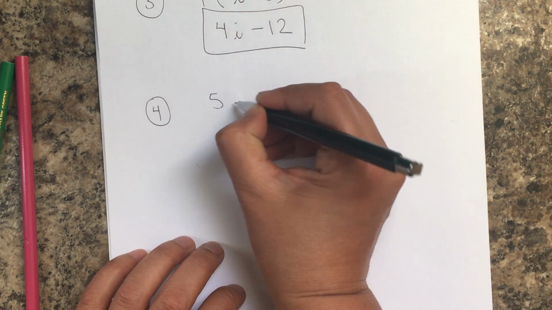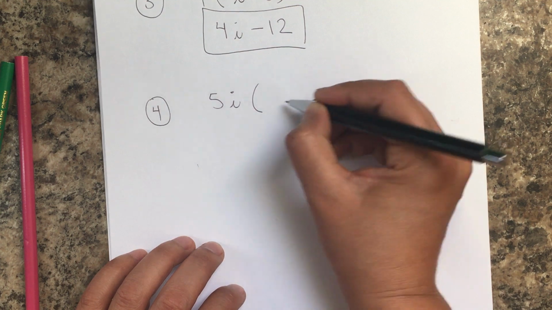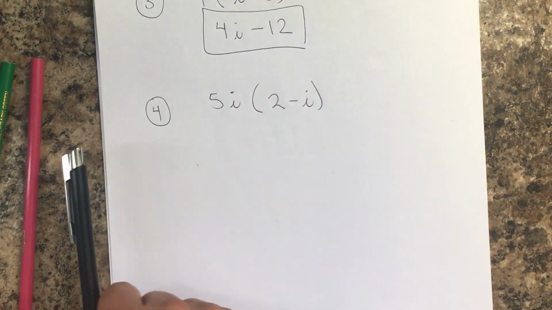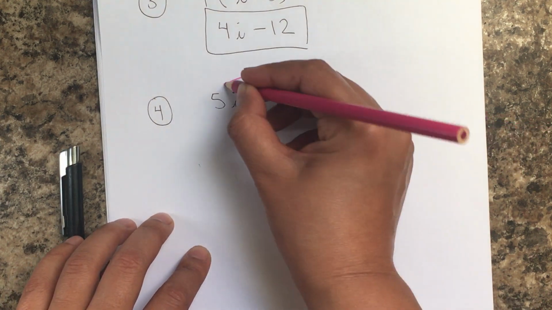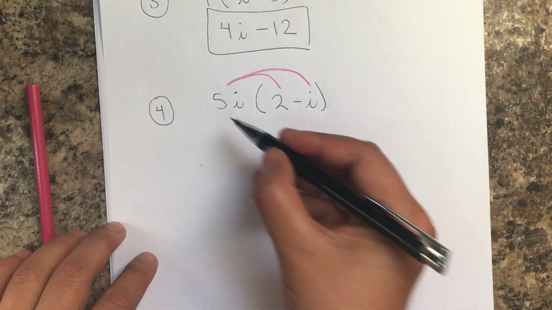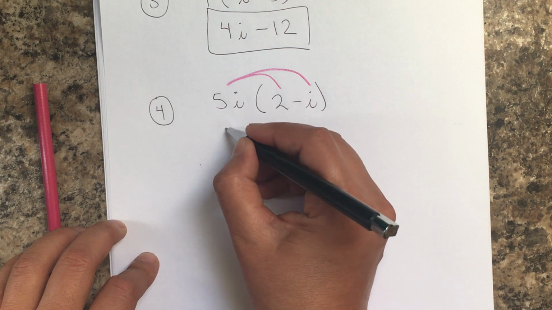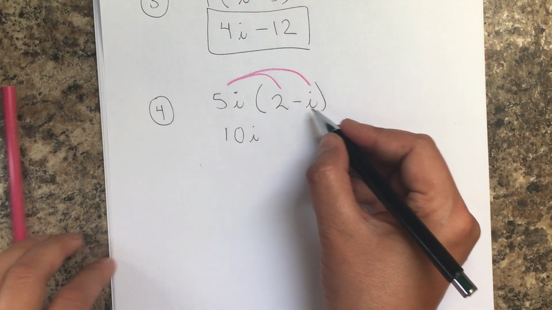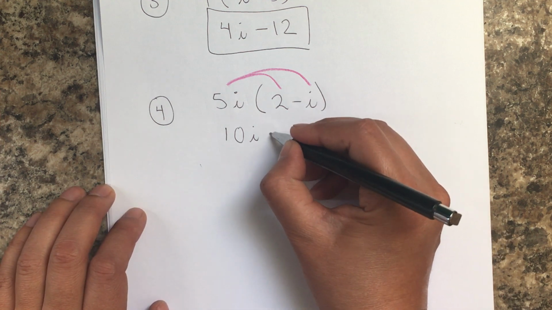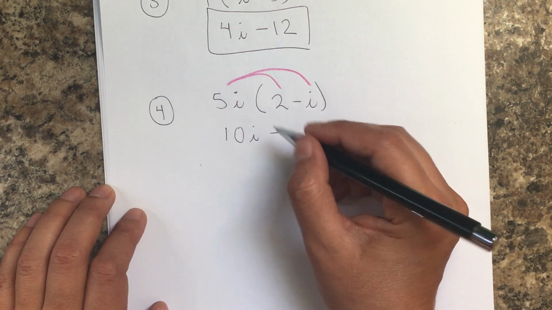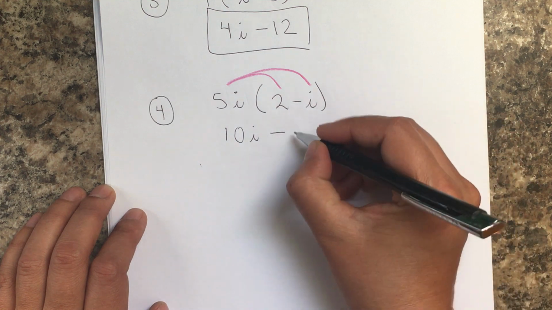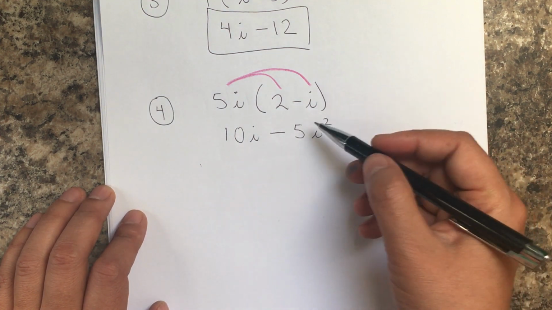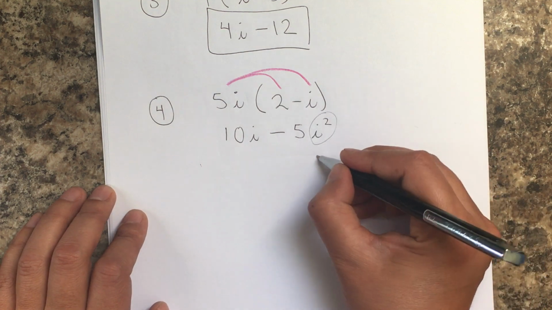Another one, if I have 5i times 2 minus i, again, it's just a single distributive property. 5i times 2 is 10i. 5i times negative i is negative, because positive times negative is negative. And then 5i times i is 5i squared. Remember that this becomes the negative 1.